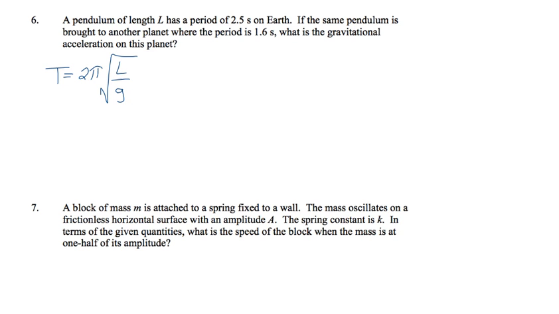Now it says that a pendulum of length L has a period of 2.5 seconds on Earth. Well, I know what the gravity is on Earth. So if I know what gravity is on Earth and I know what the period is, I can use this equation to solve for the L. Now that L is going to be the same L when I bring it to a different planet because it says it's the same pendulum. So the main thing about a pendulum is what's the length of the pendulum. So I'm going to solve for L, and then once I have that answer, just plug it into the formula to figure out what the gravity is on that other planet.